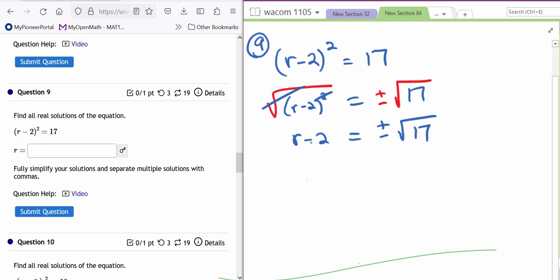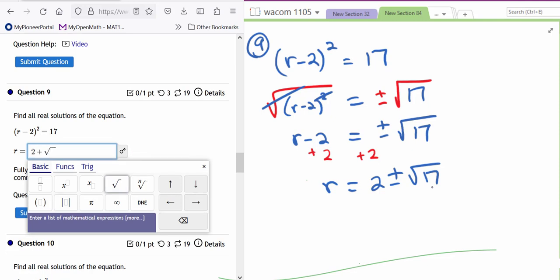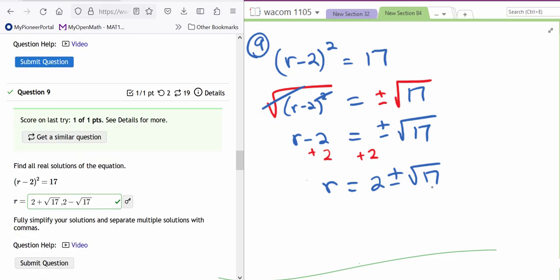And all you have left to do is get the 2 off. So you're going to add a 2 and just do it at the front. So you have r equals 2 plus or minus square root of 17. So we'll type those in. So I will do 2 plus square root of 17. I have to remember to get back out from under the radical and put my comma. And then I have 2 minus square root of 17. And we'll submit on that one.